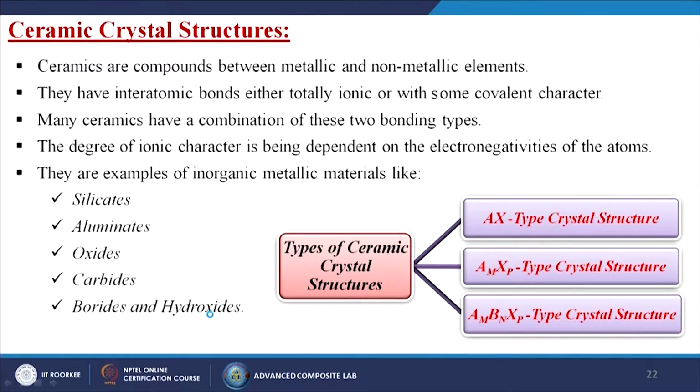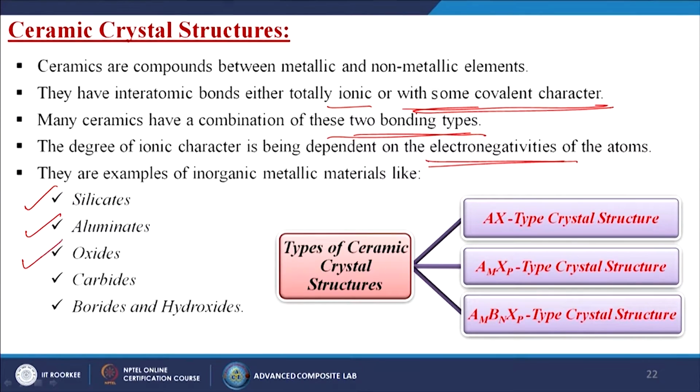Now, we are going to discuss ceramic crystal structures. Ceramics are compounds between metallic and non-metallic elements, which we have already gone through. They have interatomic bonds that are either totally ionic or have covalent characteristics. Many ceramics have a combination of these two bonding types, so you can see the ionic bond as well as the covalent bond. The degree of ionic character depends on the electronegativities of the atoms. Examples of inorganic materials are silicates, aluminates, oxides, carbides, borides and hydroxides.